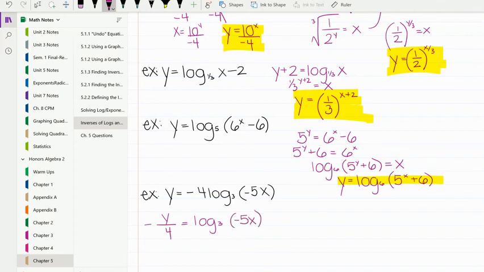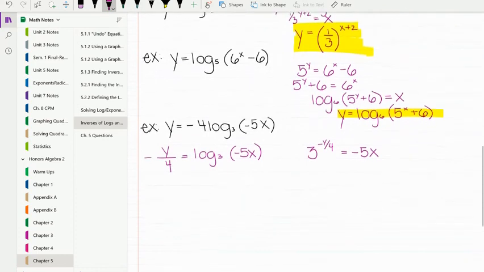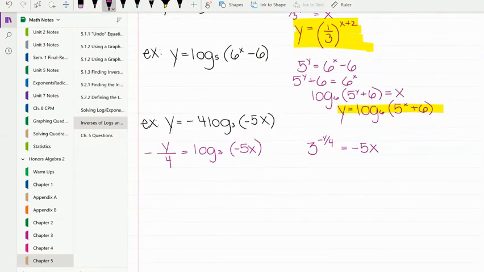So now that we have it in that nice log form, I can then change it into exponential. So it would be 3 to the negative y over 4 equals negative 5x. So our next step is to obviously get x by itself. So we would just divide by negative 5. So we would have 3 to the negative y over 4 divided by negative 5, and this equals x.